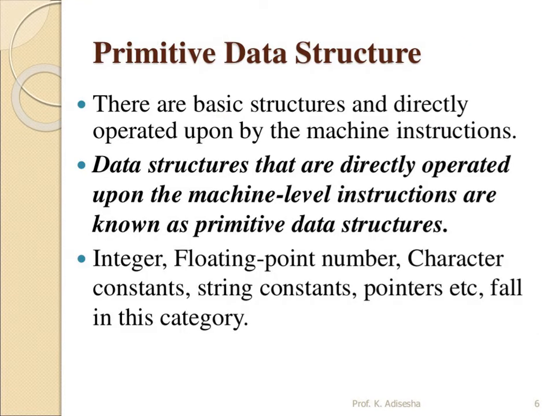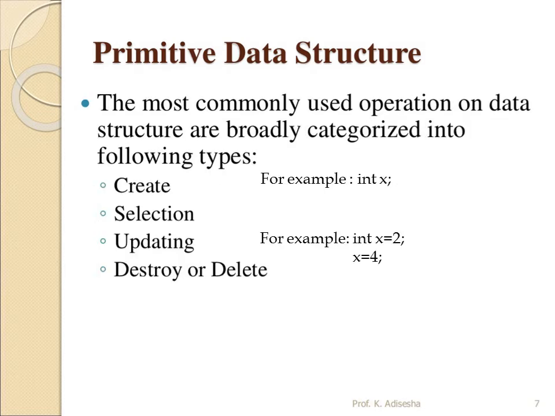Primitive data structure. Data structures that are directly operated upon by machine level instructions are known as primitive data structures. The integers, floating point numbers, logical data, character data, string constants, and pointers are primitive data structures. The various operations that can be performed on primitive data structures are create, selection, updating, destroy or delete.